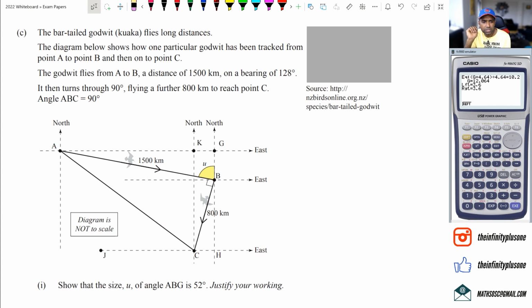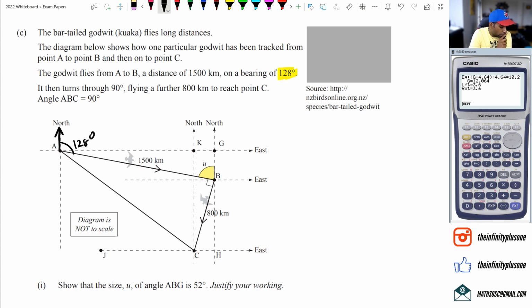All right, on to part C, part 1 of this question. Lots and lots of things happening here. I guess the first thing to notice is this right here, a bearing of 128 degrees. Bearings means wherever the starting point is, from that starting point we're going to put this as north, which means this angle here is 128 degrees.